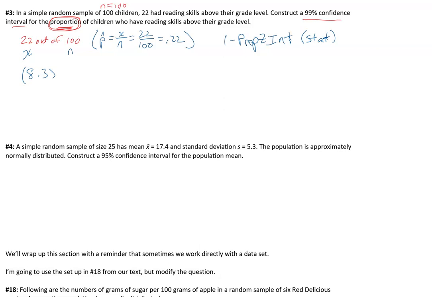Okay, plugging all that in, I get the interval 0.1133 up to 0.3267. And since this does have an interpretation, we're talking about children reading above their grade level, I am going to interpret this. And again, on the exam, I do ask you to interpret whenever there's meaning. So we are 99% confident.